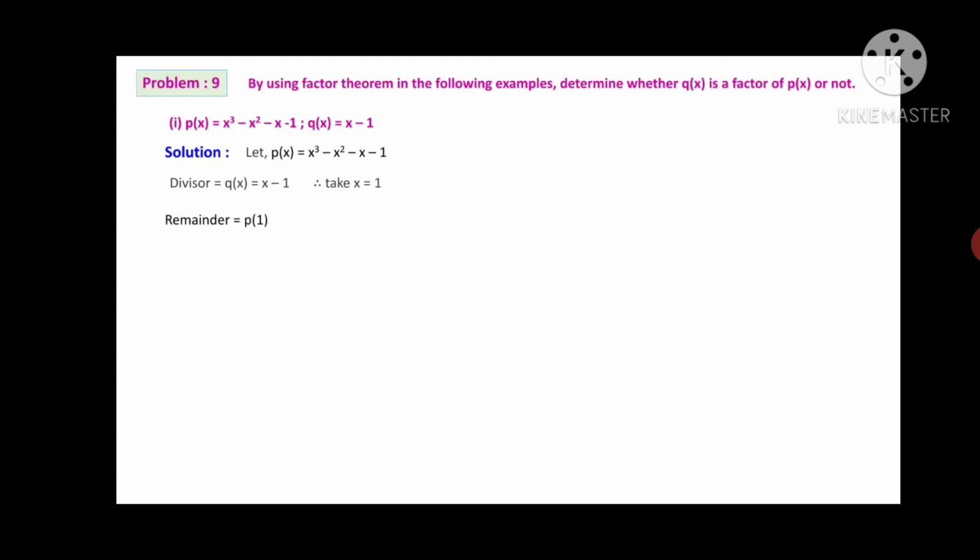By the remainder theorem, given p of 1, p of x is equal to x cube minus x square minus x minus 1.